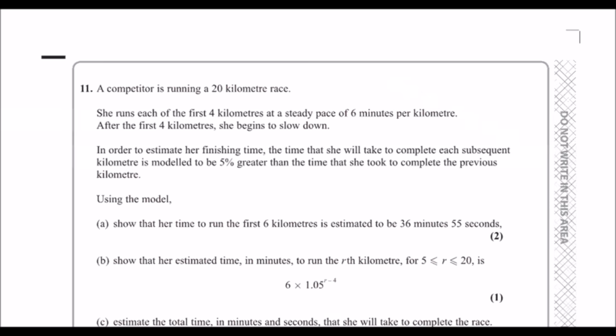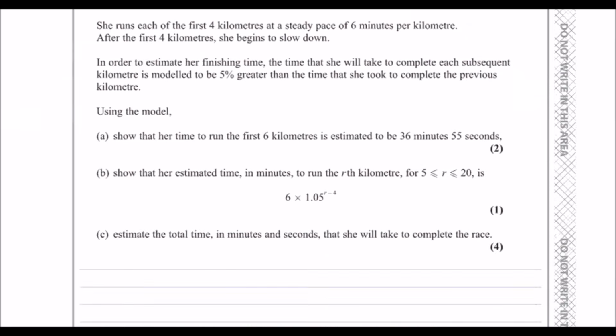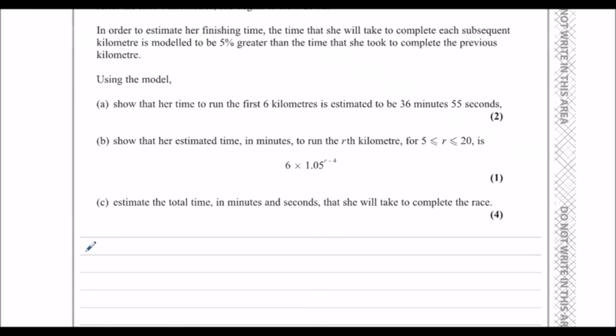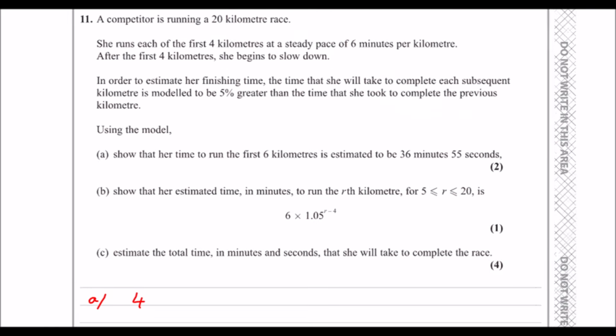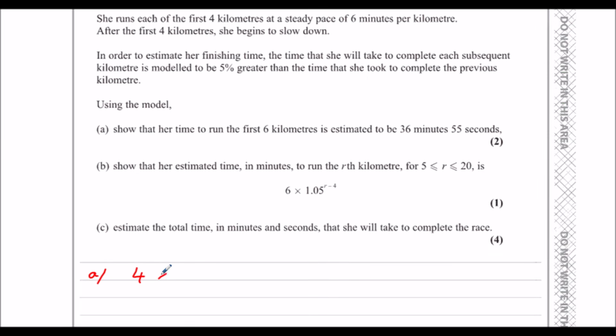Using the model, so part A, show that her time to run the first 6 kilometres is estimated to be 36 minutes and 55 seconds. So we've got 4 kilometres that took 6 minutes each. The first 4 take 6 minutes each. So that's 24 minutes.